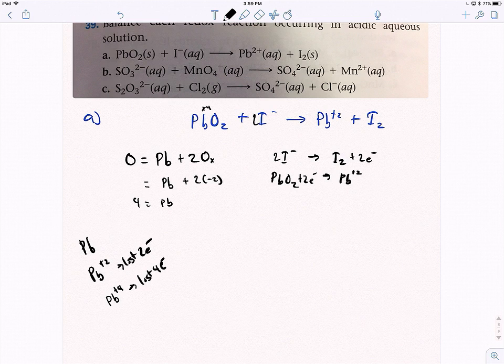Then the next step is you have to balance the oxygens. So there's two oxygens over here. So what do you do? How many hydrogens do you have on the right side now? Four. Yeah, so we have to move plus four. Yes.